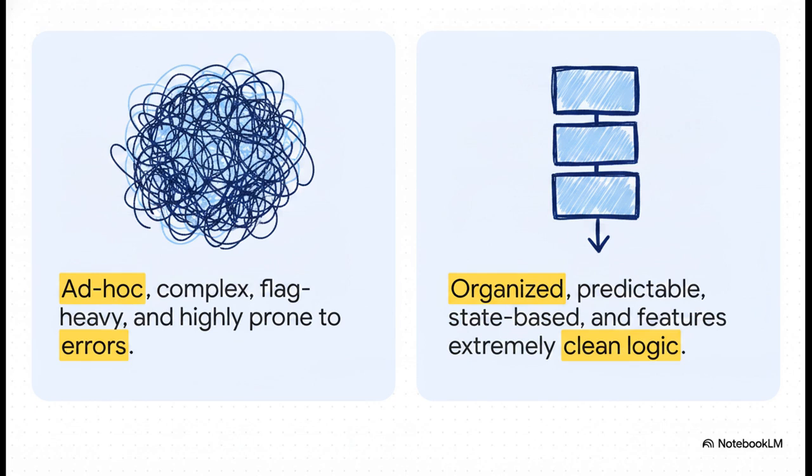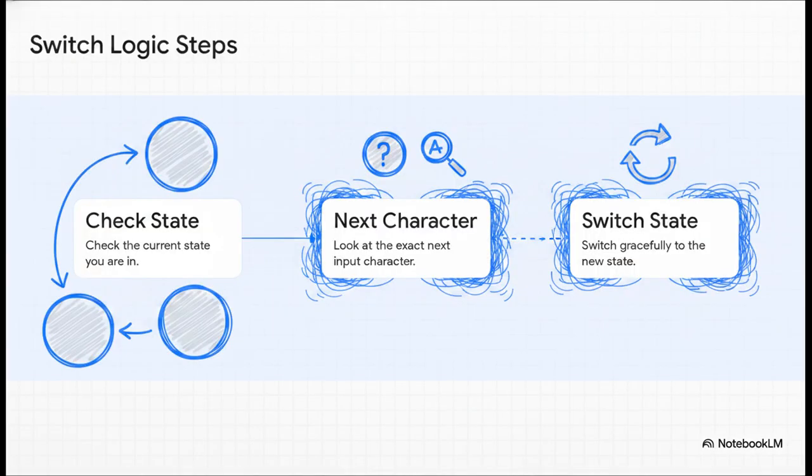But on the other hand, we have our peaceful remedy, the doubly nested case statement. It is organized, highly predictable, strictly state-based, and features incredibly clean logic. Instead of juggling multiple variables, we use one single variable to maintain our current state. It acts as a calm, organized set of sorting boxes for all of our logic. Let's actually break down how this builds into practical application.